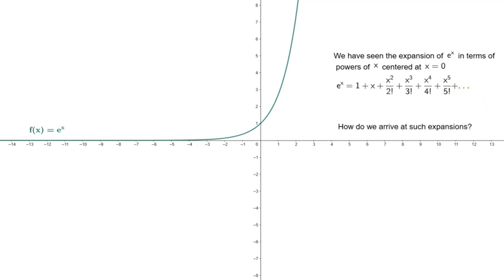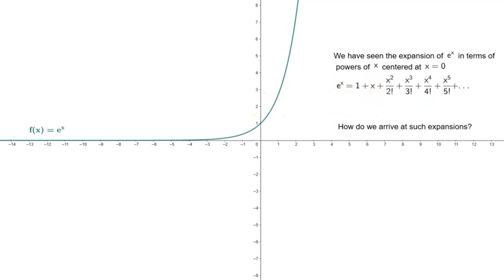Now, how do we arrive at such expansions? How do we come out with this given e to the power of x? Because once we have this, we know that if we end up with a series like this, that means it is equal to e to the power of x. But before that, let's look at what this means actually.